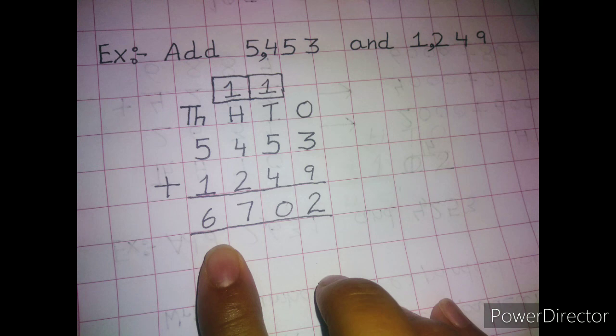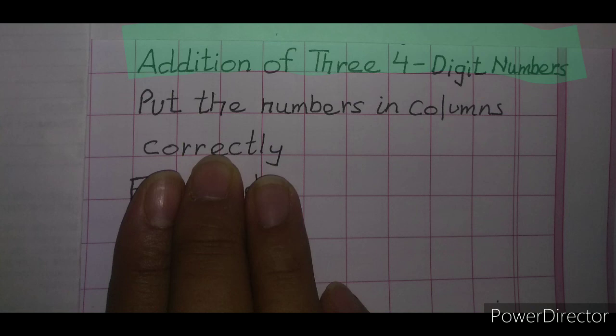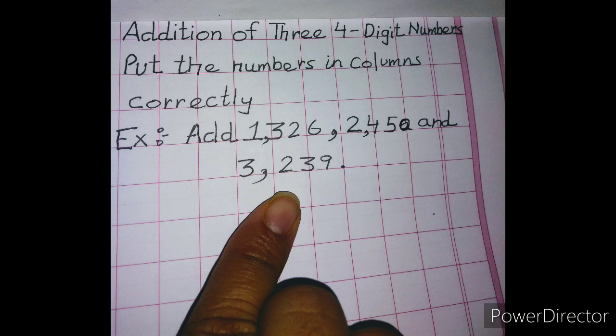Okay. Next topic we are going to cover is addition of 3 4-digit numbers. Okay, so for that we have to put the numbers in columns correctly. Okay, now let us take one example. Example says add 1326, 2450 and 3239. So first we will put it in columns.